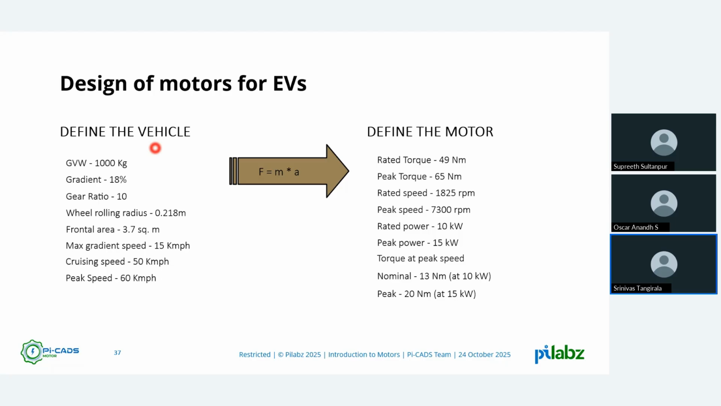And then rated power is 10 kilowatt, and peak power is 15 kilowatt, and torque at nominal speed is 13 Newton meter. See the difference between rated torque and nominal torque. Nominal torque is 13 Newton meter at 10 kilowatt, and peak torque at peak speed is 20 Newton meter. So all these numbers, I think, will make sense to you when you play with our PiCADS motor software. When you get a chance, you can log in and see, and you'll get a feel for these numbers.